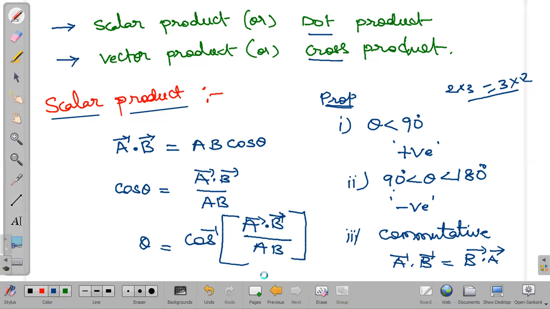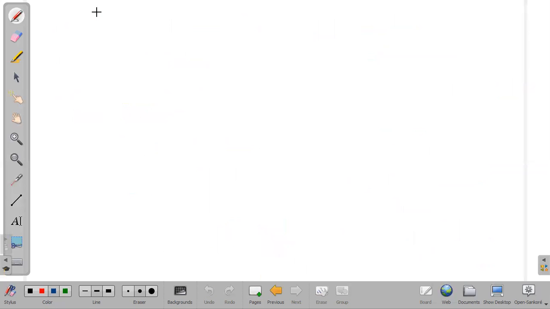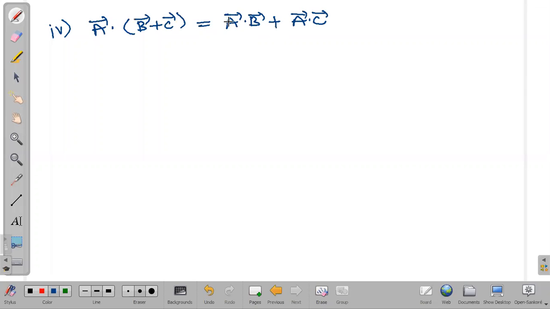The distributive law also is obeyed in case of a scalar product. Distributive law means what? A bar dot b bar plus c bar will be equal to a bar dot b bar plus a bar dot c bar. The dot is mandatory. So this is called the distributive law, and it is also obeyed in case of a scalar product. And anyhow, I have mentioned the theta value.